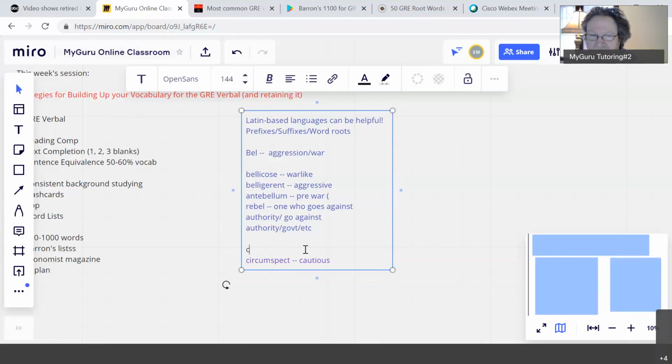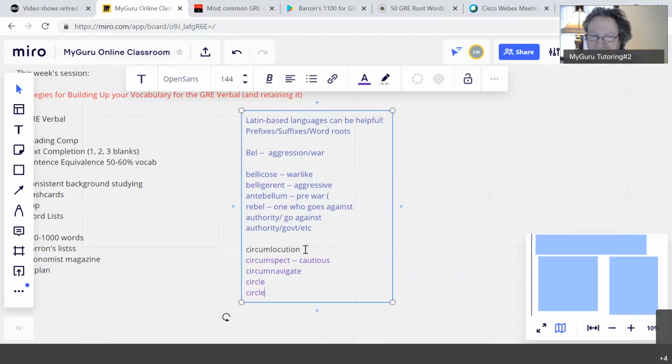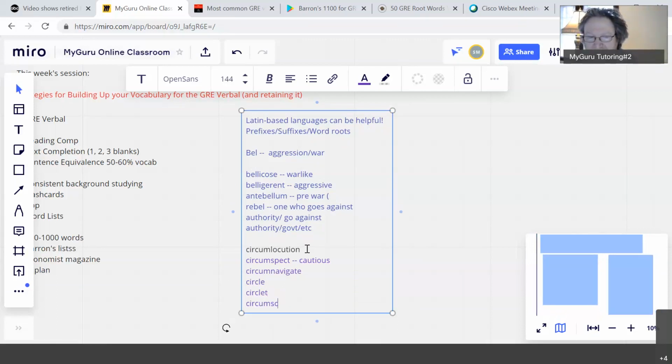And let's throw in some other related words. How about circumlocution, circumnavigation, or circumnavigate, circle, why not? Circlet. Circumscribe. Obviously, with a word like circumspect, you've got the CIRC, which means circle. It's round. So the root is going to have something to do with round.